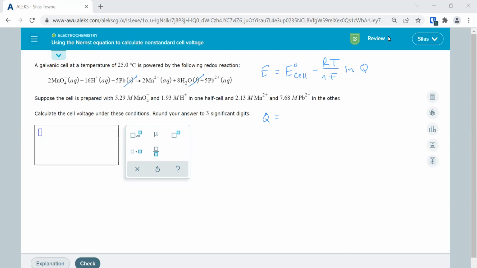So I'm going to say manganese 2 plus squared times, 5th power for lead. And then we've got another squared and hydrogen. So pretty big equilibrium expression. Okay, so let's work through this.